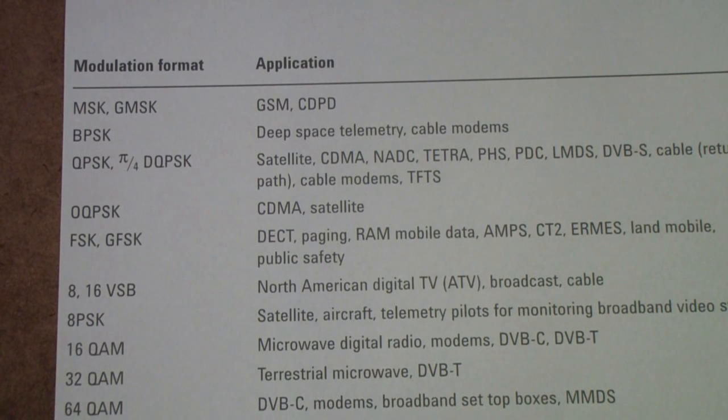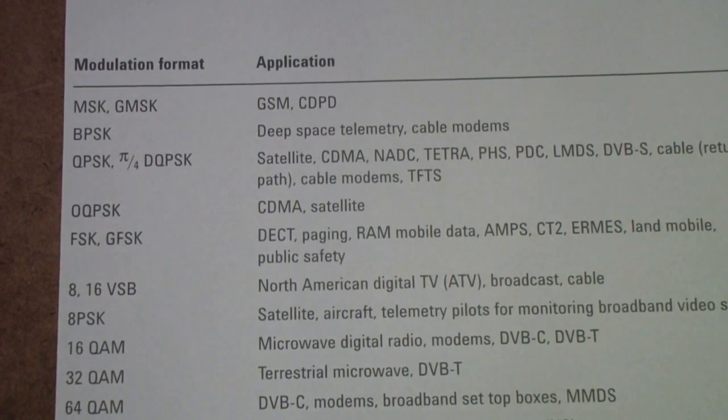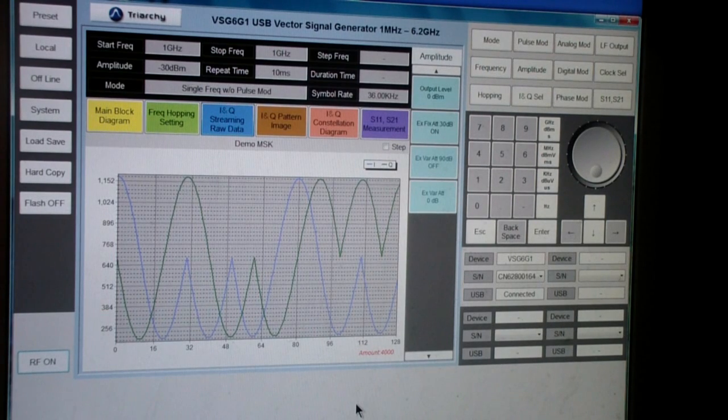So enough additional theory. Let's get on and do something with the hardware. On the Triarchy generator, I have set up a coherent frequency shift keyed waveform, sometimes called minimum shift keying.